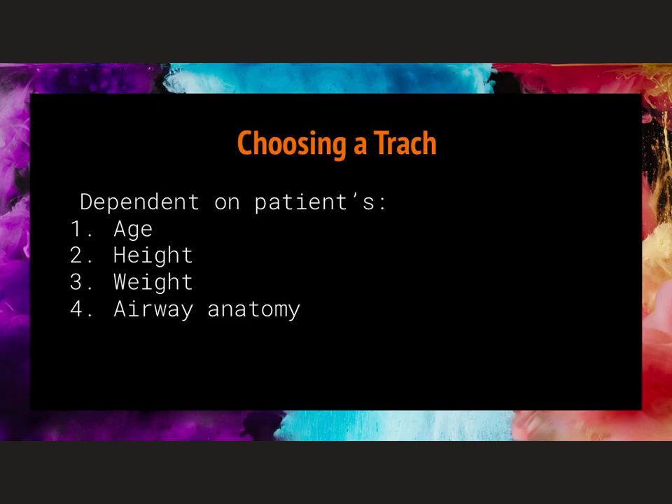All right, so choosing the trach itself. Choosing the trach tube is going to depend on the patient's age, their height, their weight, and their airway anatomy. Not everyone's the same. In emergency care, when we go over airways and intubations, we look at the length of their neck, because that's going to determine how long their trachea is. Are they obese? If they're obese, we may need an extra long trach.